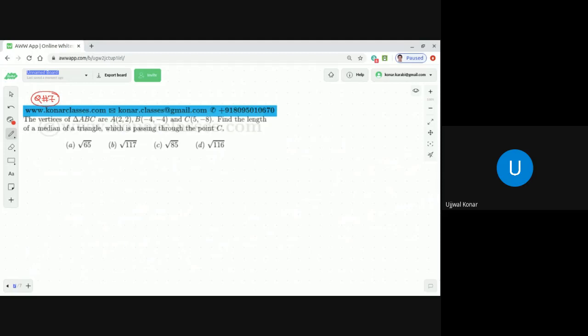So the vertices of the triangle ABC are given. Coordinates of A is 2, 2, B is -4, -4, C is 5, -8. Then the question is, find the length of the median of the triangle which is passing through the point C. Okay, so let's give a visual representation of this problem, dear students. Let's first construct the triangle.